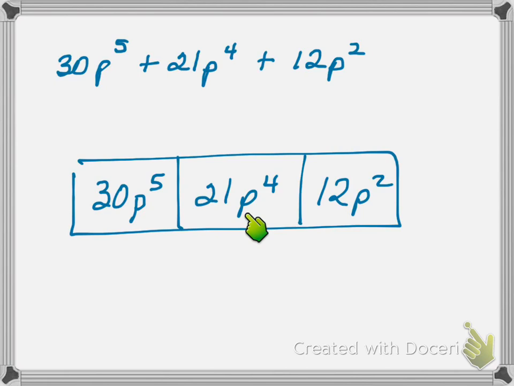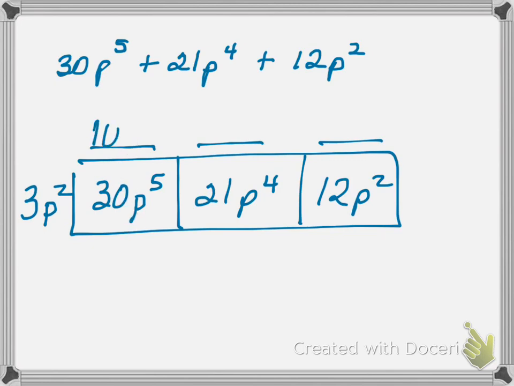Well, all three boxes have at least 2 p's, so I would say a p to the second power. And what number will go into 30, 21, and 12? Well, the only one I can think of would be a 3. 3 goes into all 3 of those. So now what would I put here, here, and here, so that when I multiply times 3p squared, I get this? So 3p squared times what will equal this?